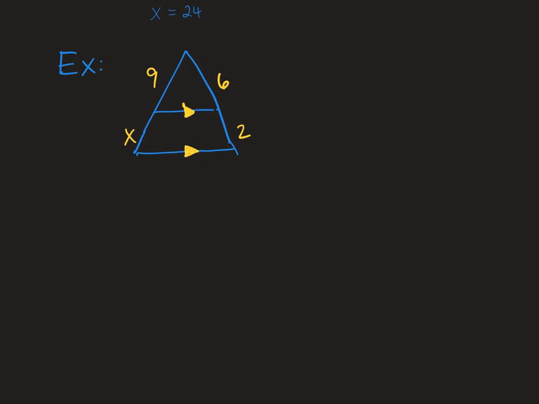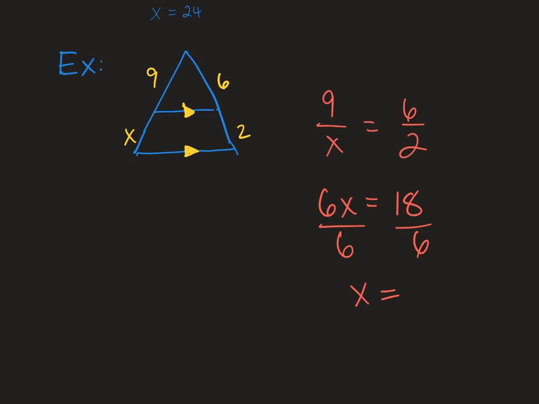All right, here's another example. For example, figure out the proportion, right? We have two parallel lines, and what that does is it just lets us set up a proportion. So 9 over x is equal to 6 over 2. Okay. Cross multiply, you'll get 6x is equal to 18, and dividing by 6, x is equal to 3. Fairly simple.